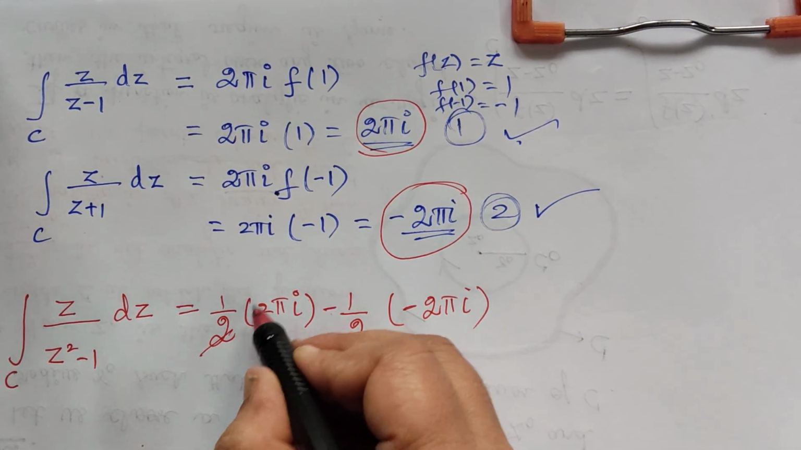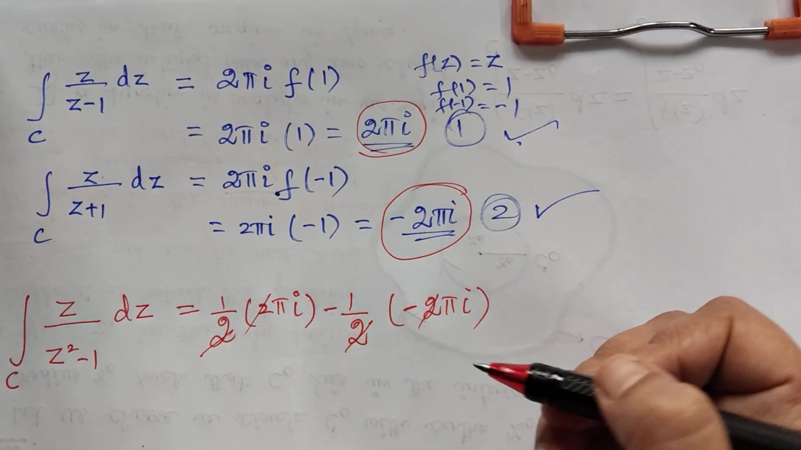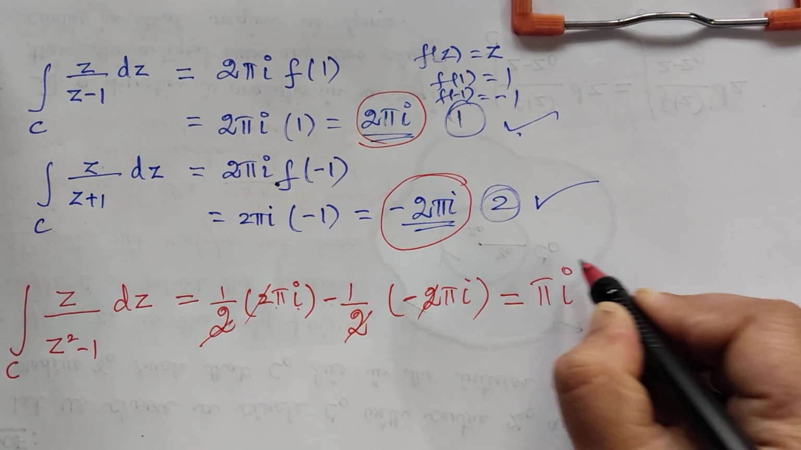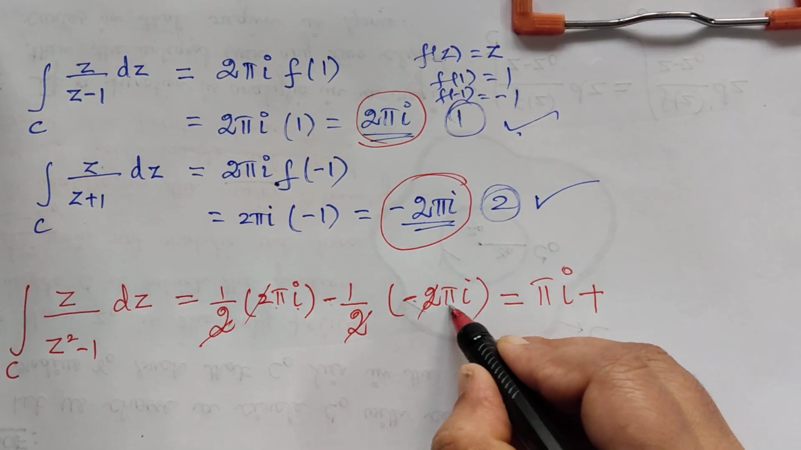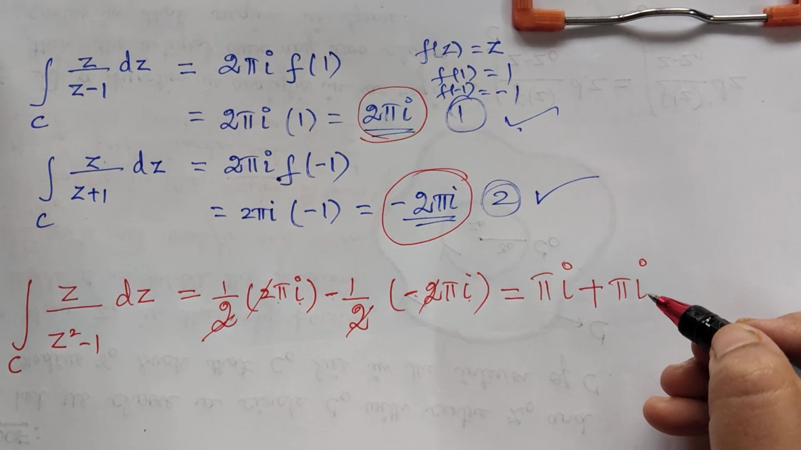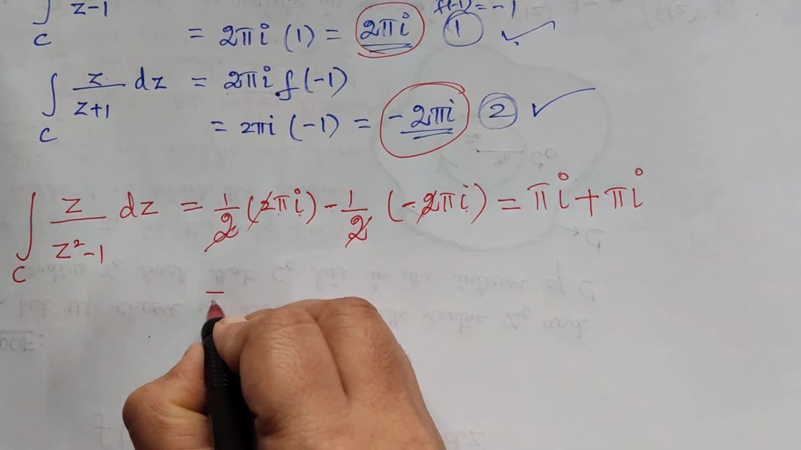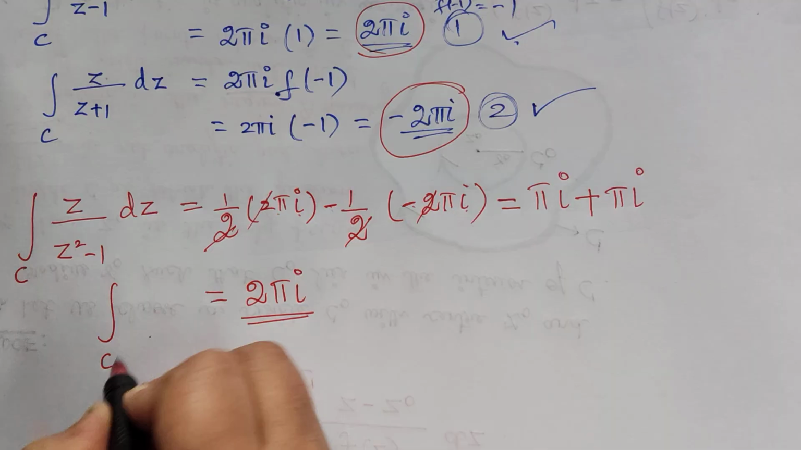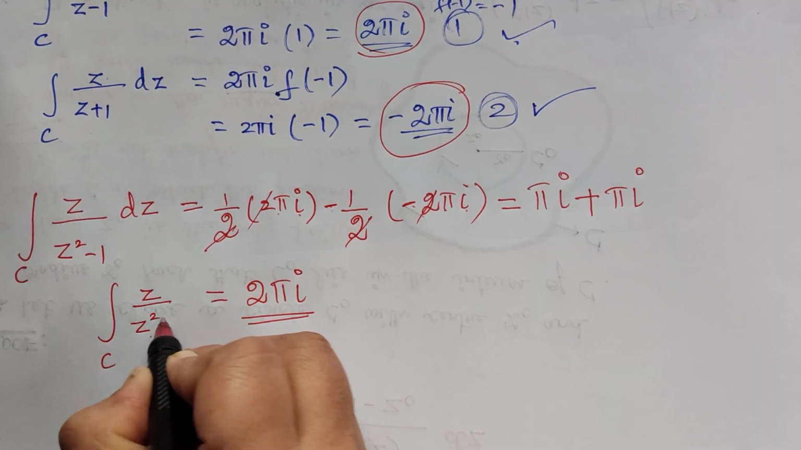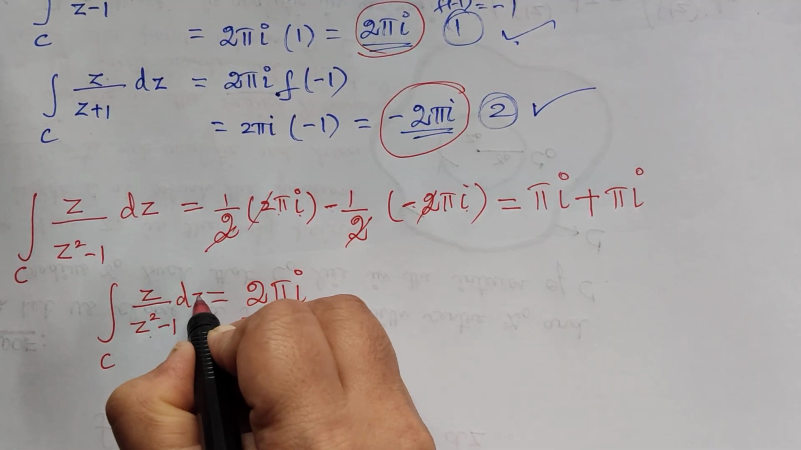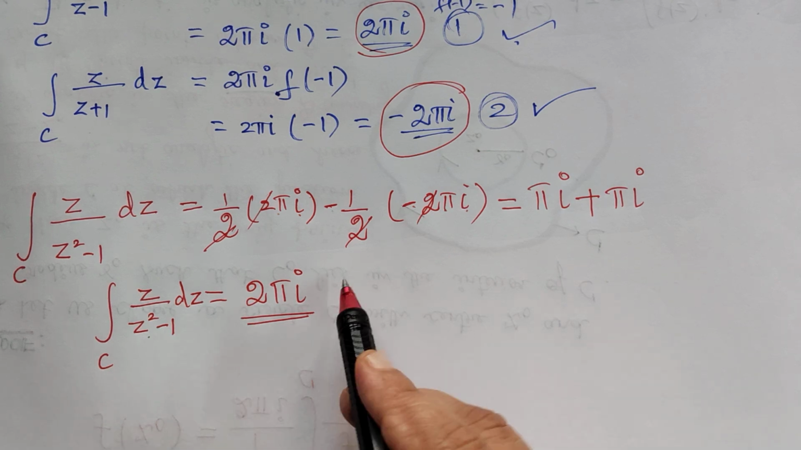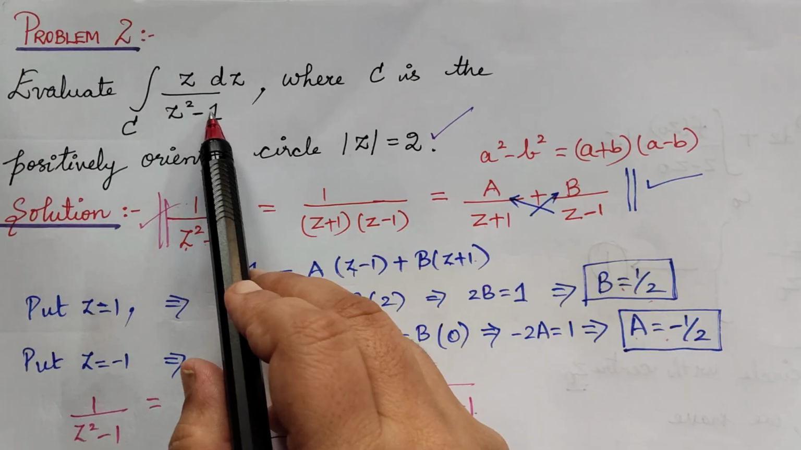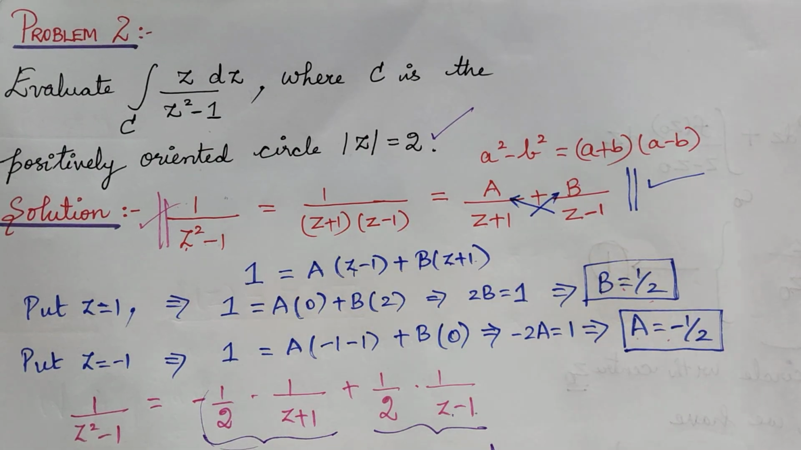So if you see, this 2 and 2 get cancelled and these 2 also get cancelled, and we obtain pi i, and then minus into minus becomes plus pi i, and therefore the value of the integral is equal to 2 pi i. Hence we have evaluated integral over C, z by z squared minus 1 dz to be equal to 2 pi i. I hope you have understood how to evaluate the integral using Cauchy integral formula.